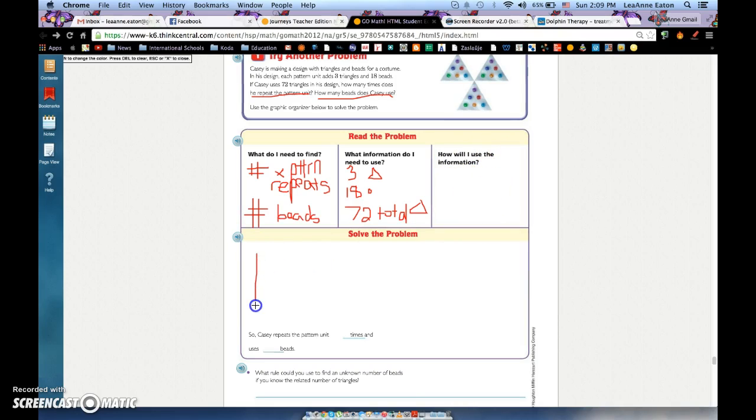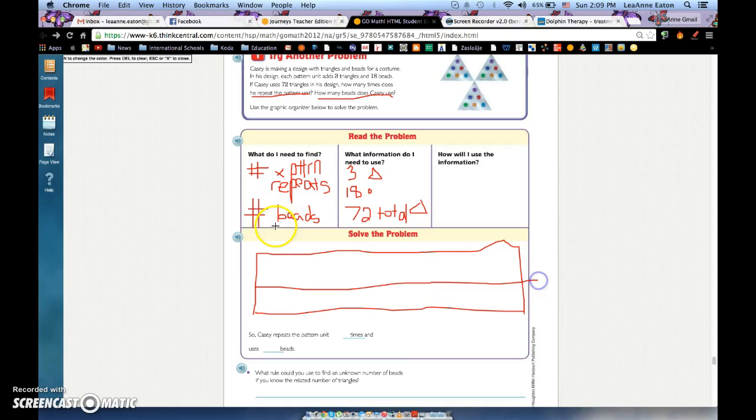So you're going to make a little chart. In our first one, we know we have 3 triangles. This is triangle, and then these are beads, and we have 18 beads. And this is in each unit, so unit 1.